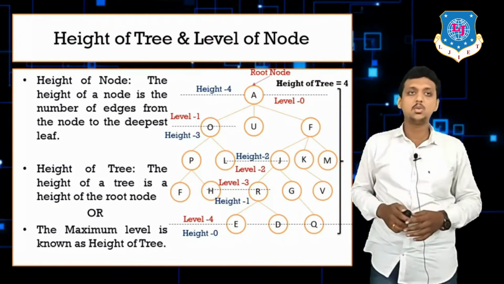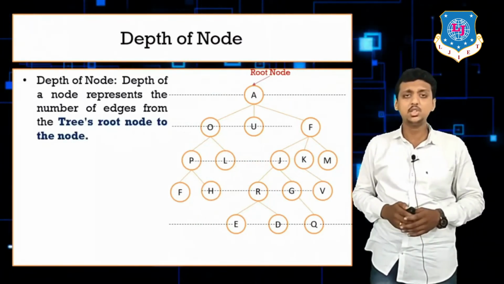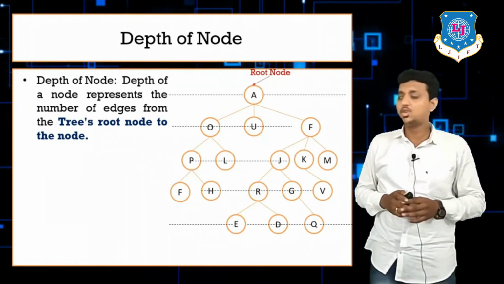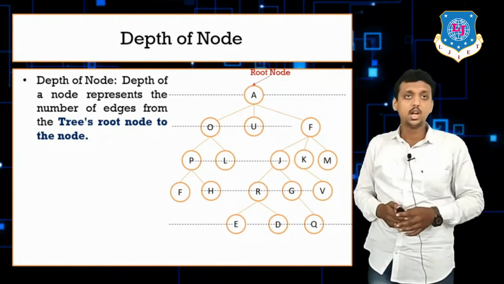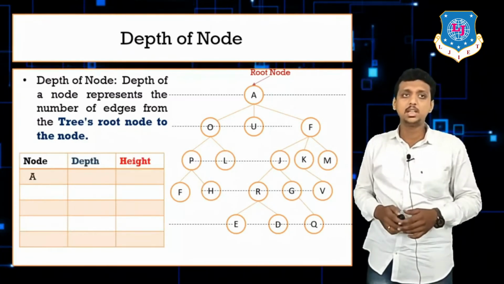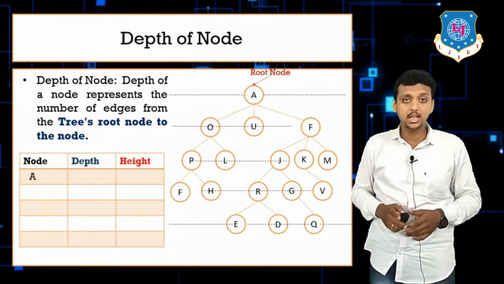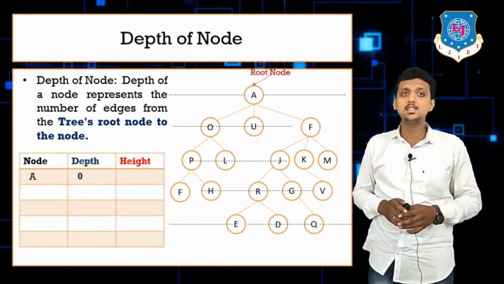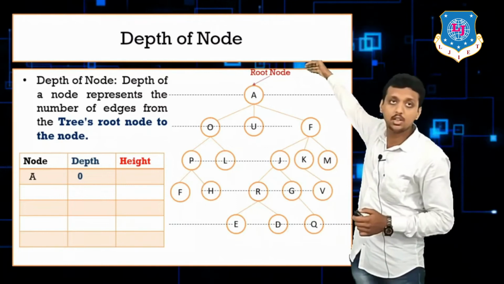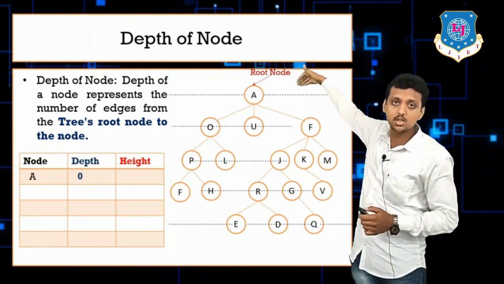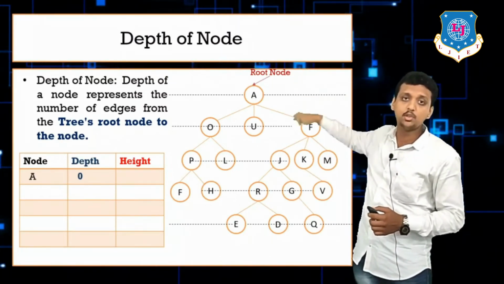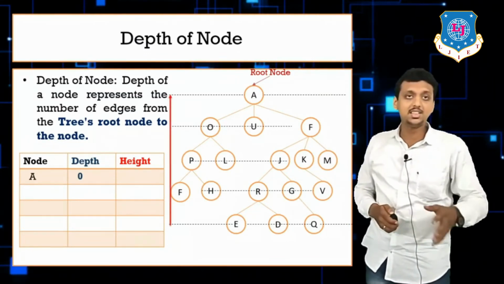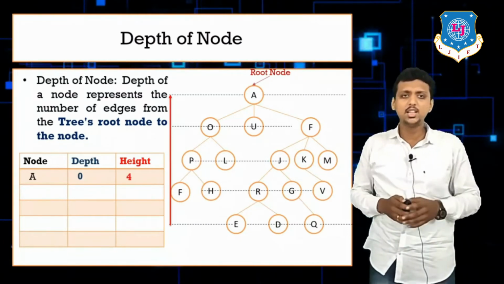Fine. Now let's move further. The next definition is depth of the tree. The depth of the tree is always calculated from the root node. How? Let's see. First, making a table for the root node A. For the root node A, the depth is 0, because depth is calculated from the root node. There is no distance from the root node, that's why the depth of root node A is 0. But height, we recently saw, is 4.